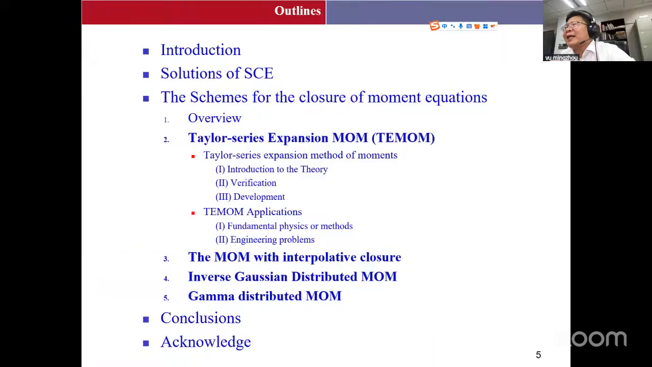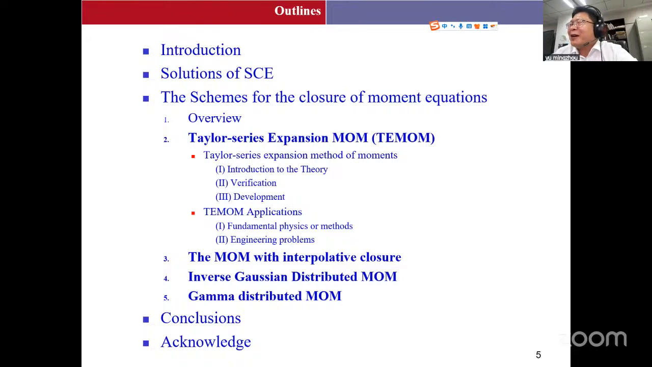This is the outline of my presentation. First, I will discuss the background of poly-dispersed particle flow and population balance modeling. Second, I will present schemes for closing the moment equations with methods for solving the population balance equation. In this talk, I will introduce 4 methods of moment. The Taylor series expansion method of moment proposed by our research group in 2008 when I studied for my PhD degree in Zhejiang University, also a long time ago.